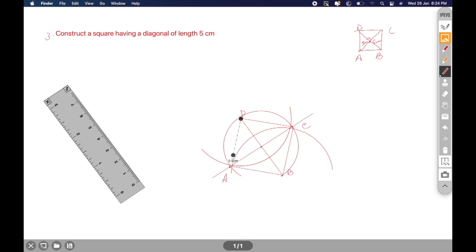So AB, DA and DC are joined, and we have this square where each of the diagonals are 5 centimeter in length. Thus ABCD is the required square. This is the next question.